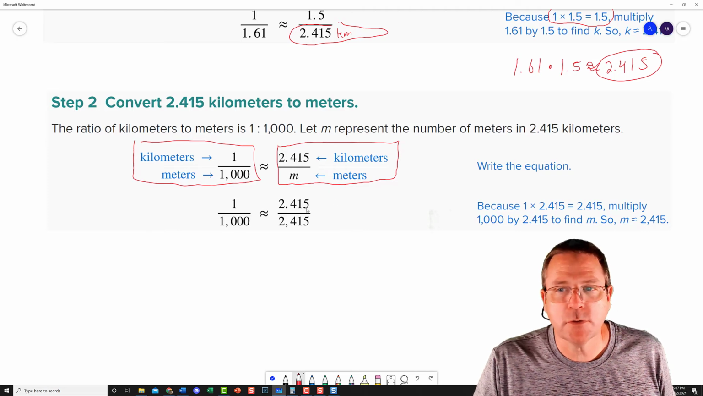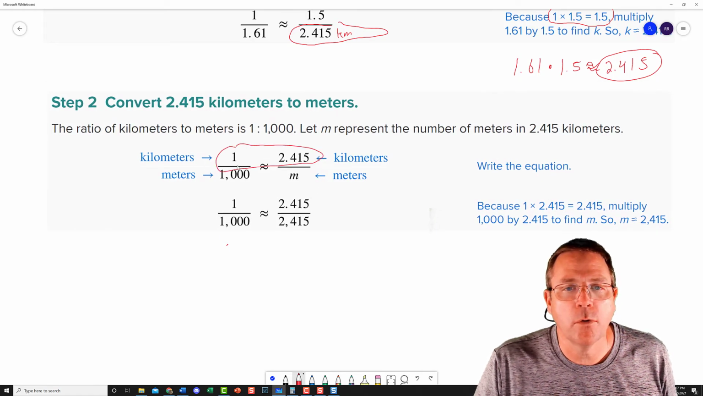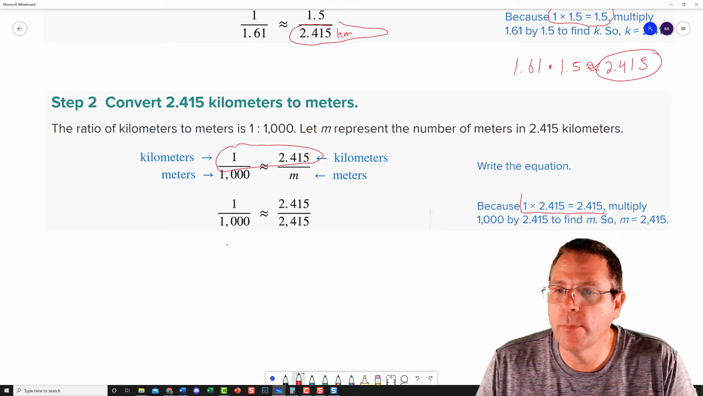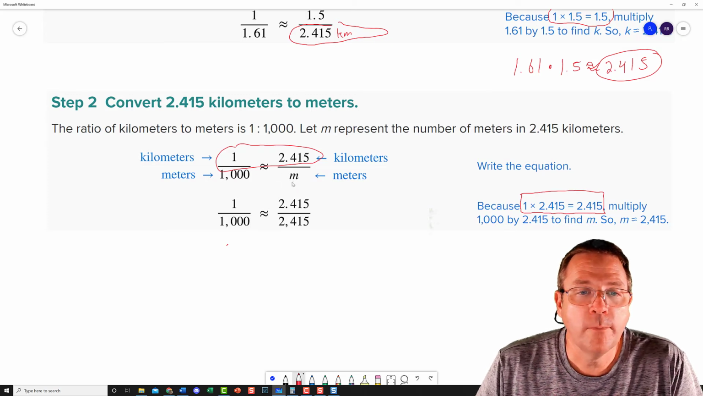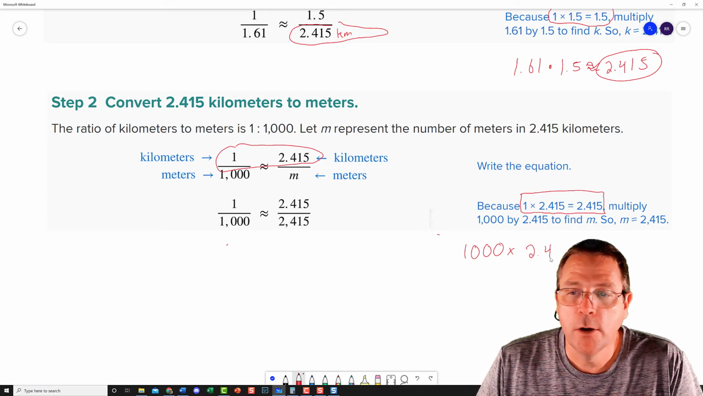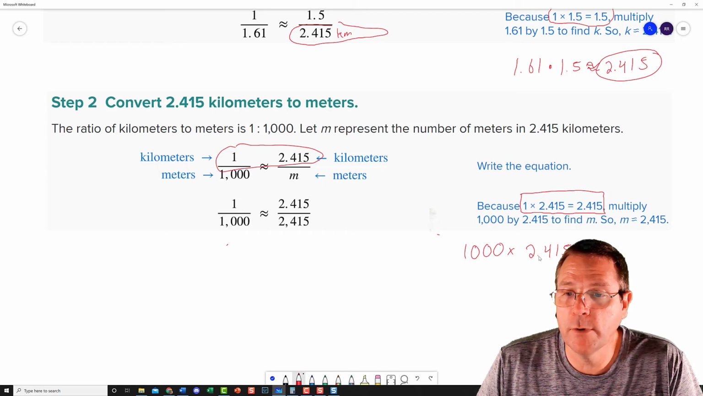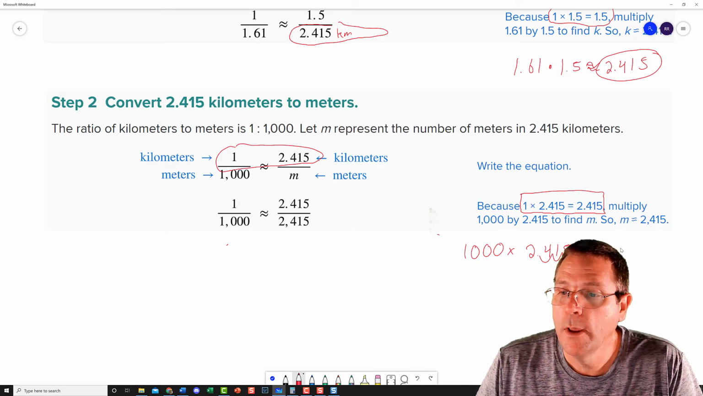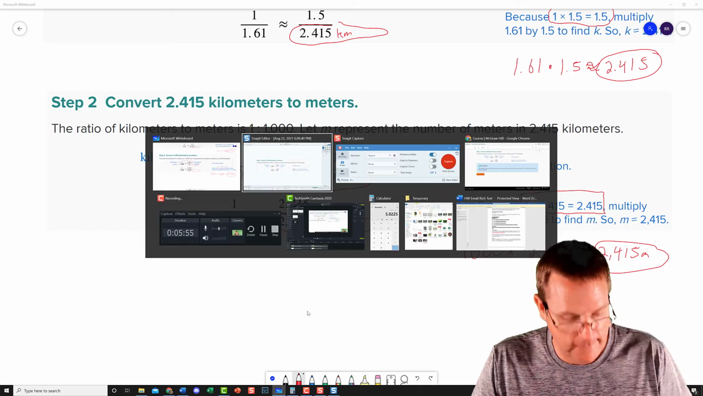So we have to ask ourselves, what did we multiply 1 by right here in order to get 2.415? Well, they multiplied by 2.415. Therefore, to find out how many meters it is, they had to take that 1,000 and multiply it by 2.415. And multiplying by thousands is easy. You've got 3 zeros, so we're going to go bloop, bloop, bloop with our decimal to get your final answer, 2,415 meters that you see right here. And it is going to be meters because the m value is meters, so our answer is going to be listed in meters.